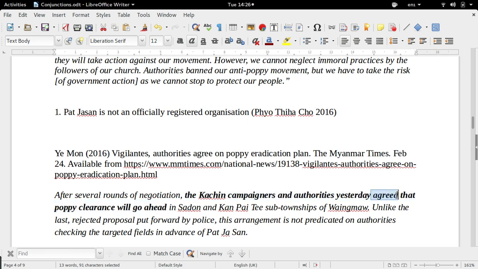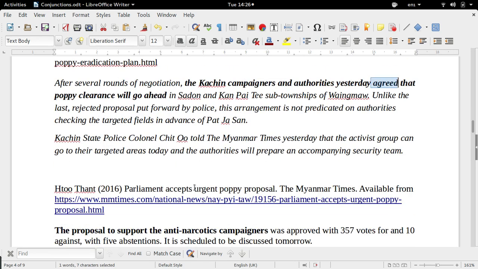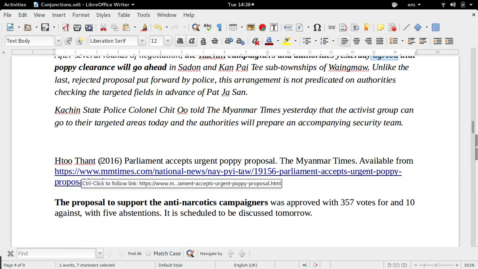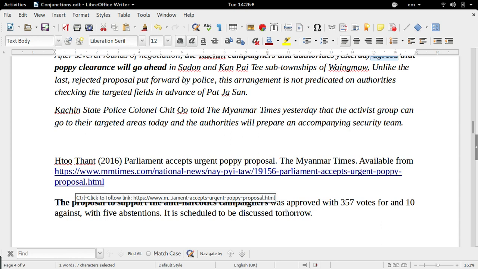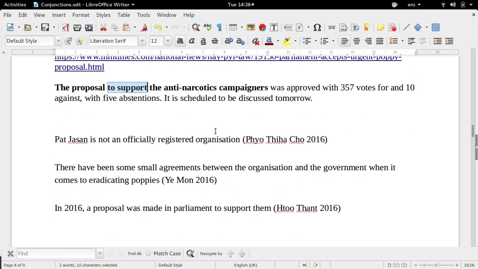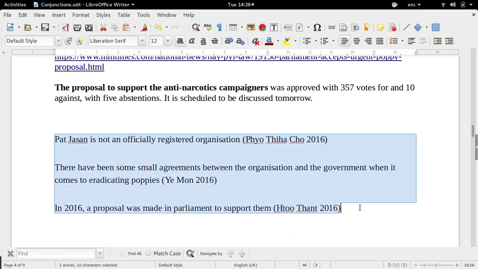So there's an agreement there. So we can see that even though they are not officially registered, there is some official agreement sometimes. Then I found another article in the Myanmar Times. This is from 2016. They said that there was a proposal in Parliament to support Pakistan. It doesn't mean they're officially registered, but we can see that there is some official support of Pakistan.